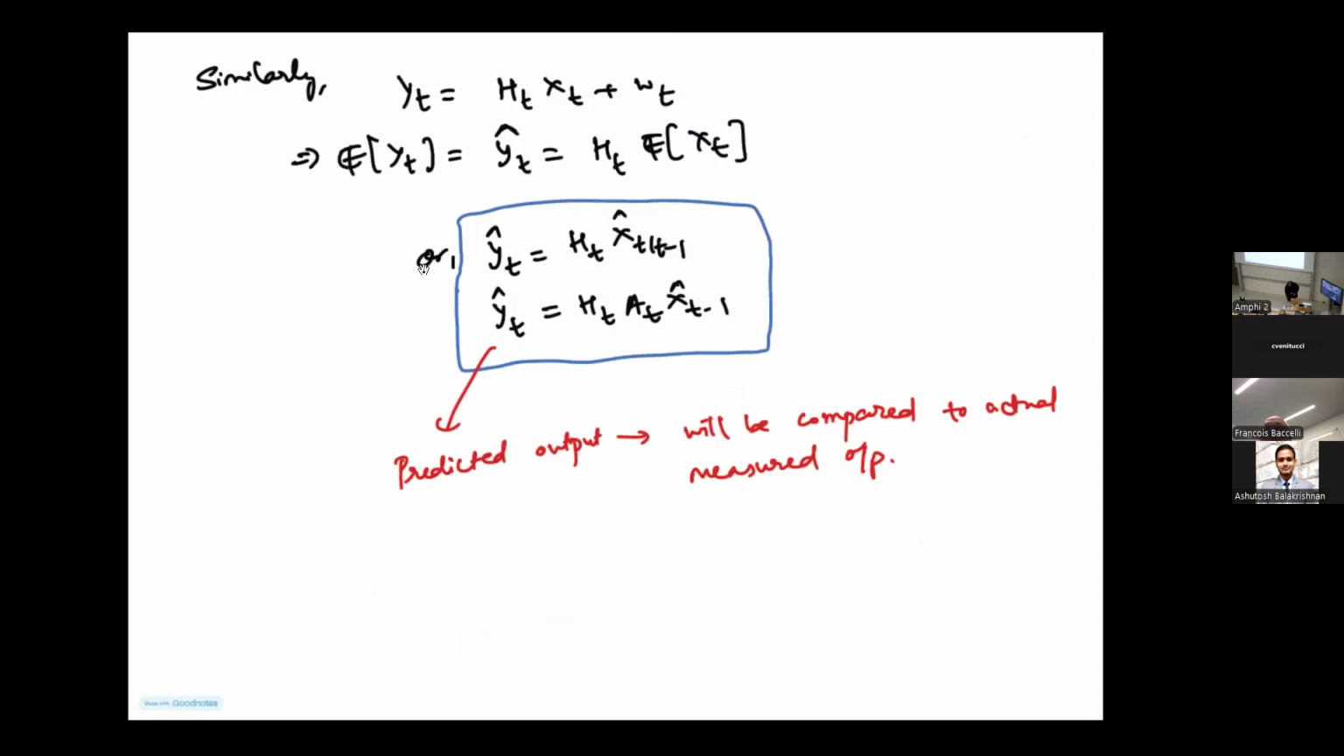Similarly, on the measurement side, yt is H x plus w, so if we take the expectation of y, y hat is Ht times the expectation of xt. So what we have is yt hat is Ht times the a priori state estimate x hat of t given t minus 1. And this is the predicted output. Now we want to compare this predicted output yt hat with respect to the actual measured output, which is yt.